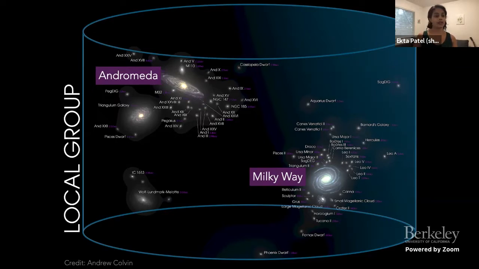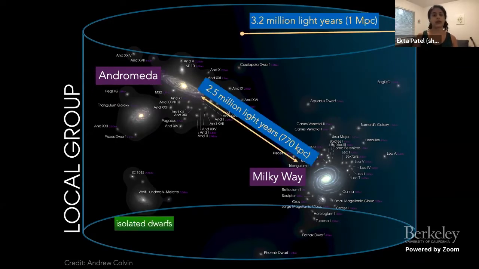And the final third sort of subgroup of galaxies that we typically find in the local group are isolated dwarf galaxies, like the ones I'm showing in the bottom left here. These isolated dwarf galaxies tend to be fairly low in mass compared to galaxies like Andromeda and the Milky Way. And they don't really appear to be gravitationally bound to either of these larger systems. Nevertheless, we consider them as members of the local group, which in radius is approximately 3 million light years across.